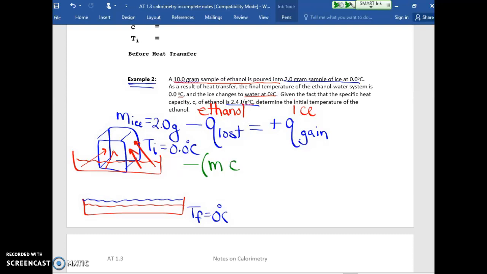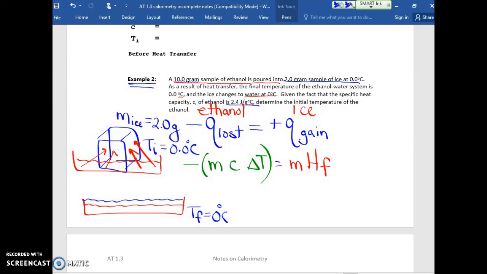M times C times delta T. Now, on the other side, we can't use this equation for melting ice. What equation would we use? MHF. We have to use MHF for the ice, because the ice melted.